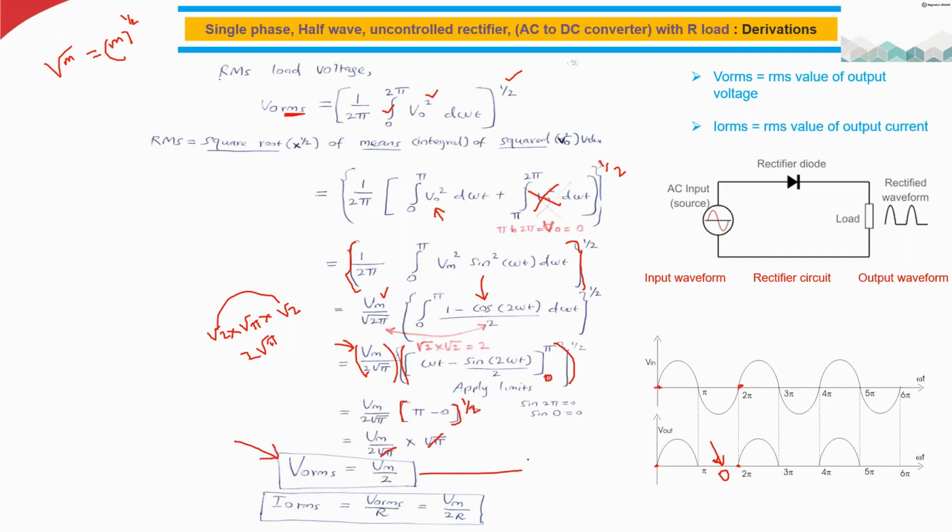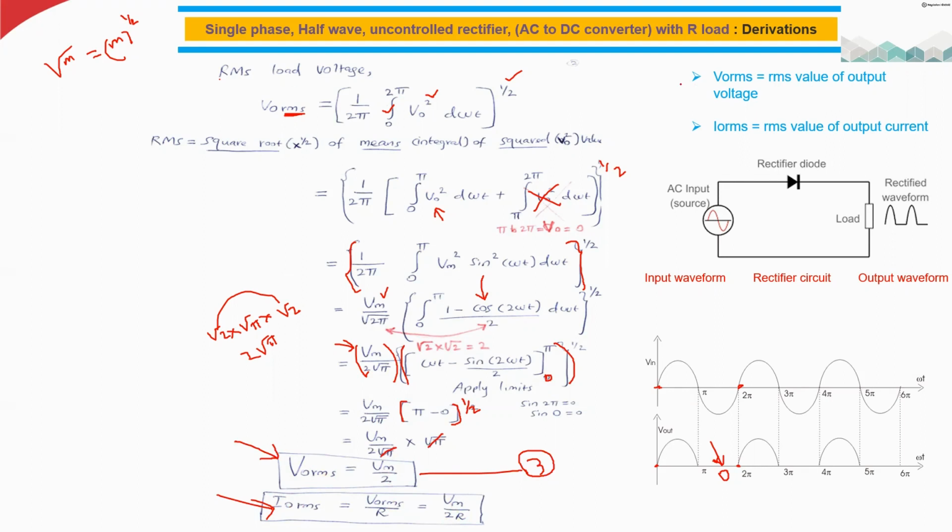This is the formula, equation number 3. And this is how we have to calculate the RMS value. And IO RMS is equal to VO RMS divided by R. We know what VO RMS is, that is Vm divided by 2, divided by R. This is the IO RMS.